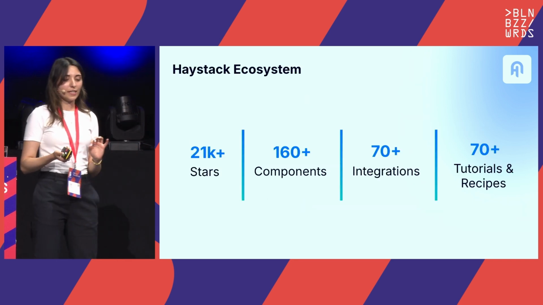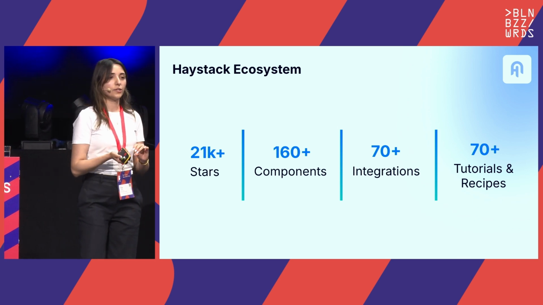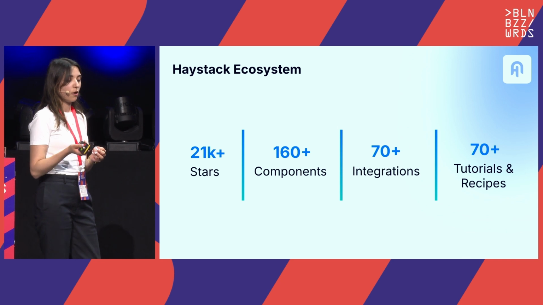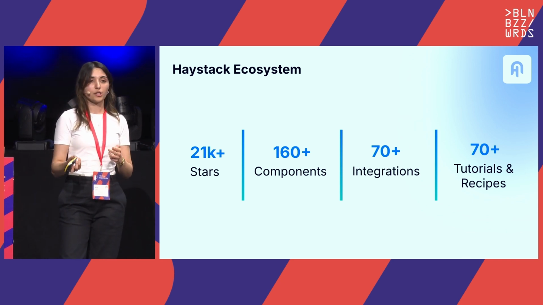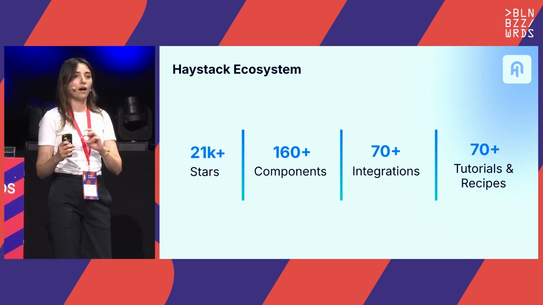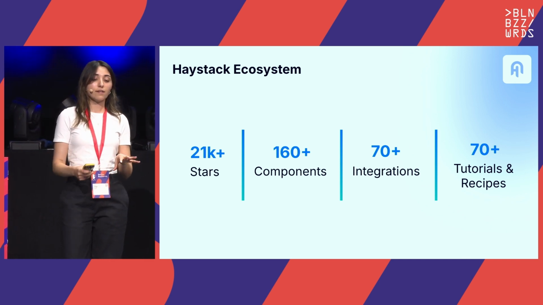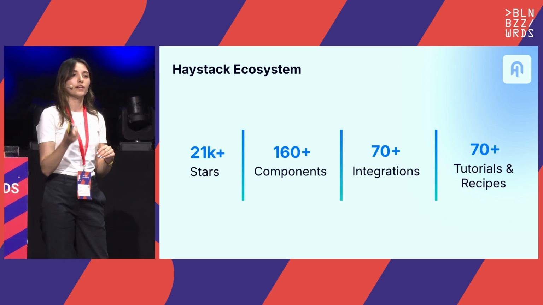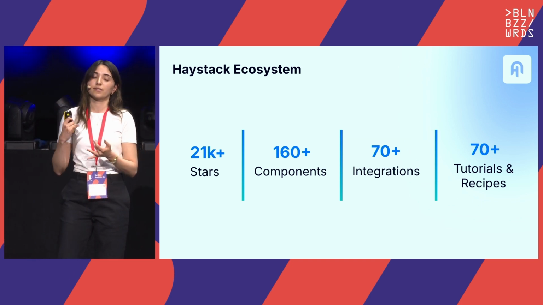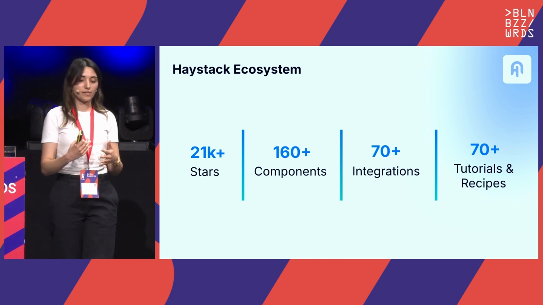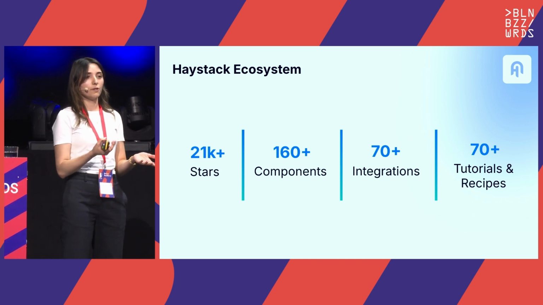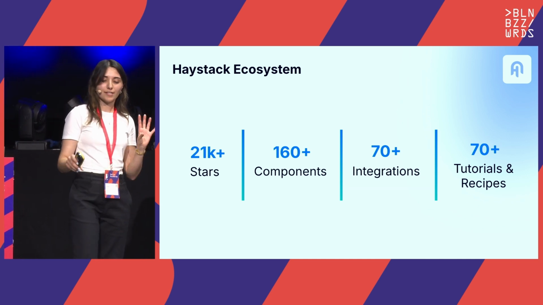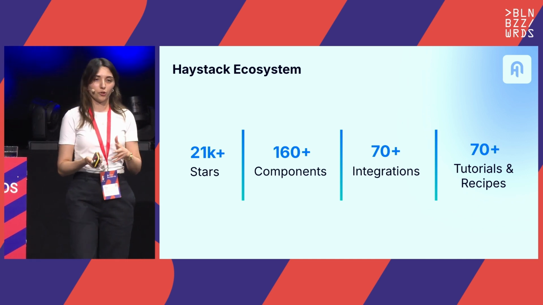And a little bit about the Haystack ecosystem. It's widely used by the community. We have a big community. It has 21K stars on GitHub. And it has more than 160 components that you can just take off the shelf and start using. It has 70 integrations. This means 70 different companies or tools that you can use with Haystack, such as model providers, evaluation tools, monitoring tools, etc. And if you are a beginner, trying to learn how to use and implement things, there are 70-ish tutorials and recipes that you can take a look at and learn from.